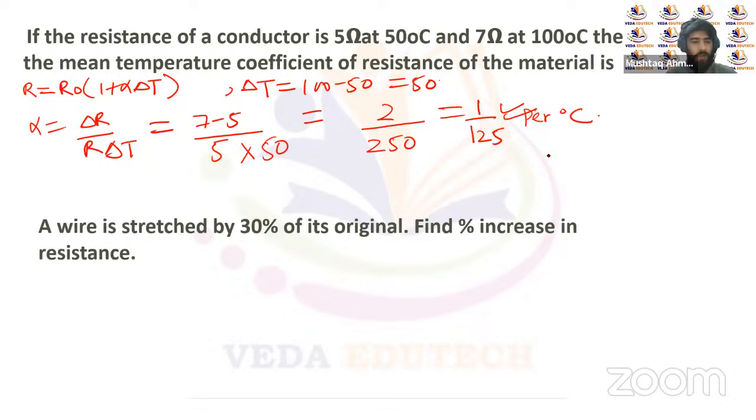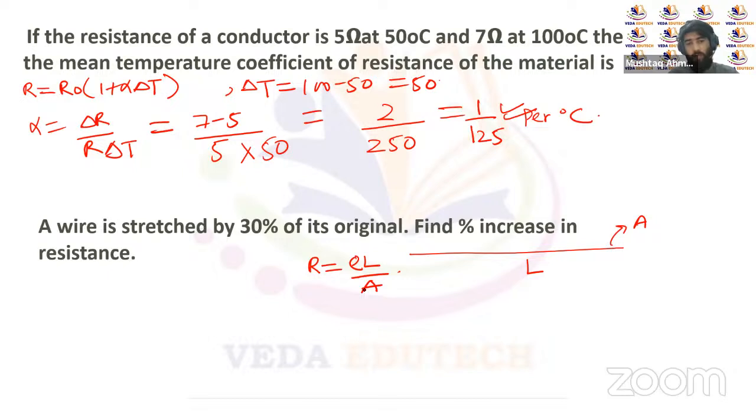The question here is: a wire is stretched by 30% of its original length. Find the percentage increase in resistance. Let's suppose we have a conductor of length L and some area of cross section A, and its resistance will be given by R is equal to rho L upon A.